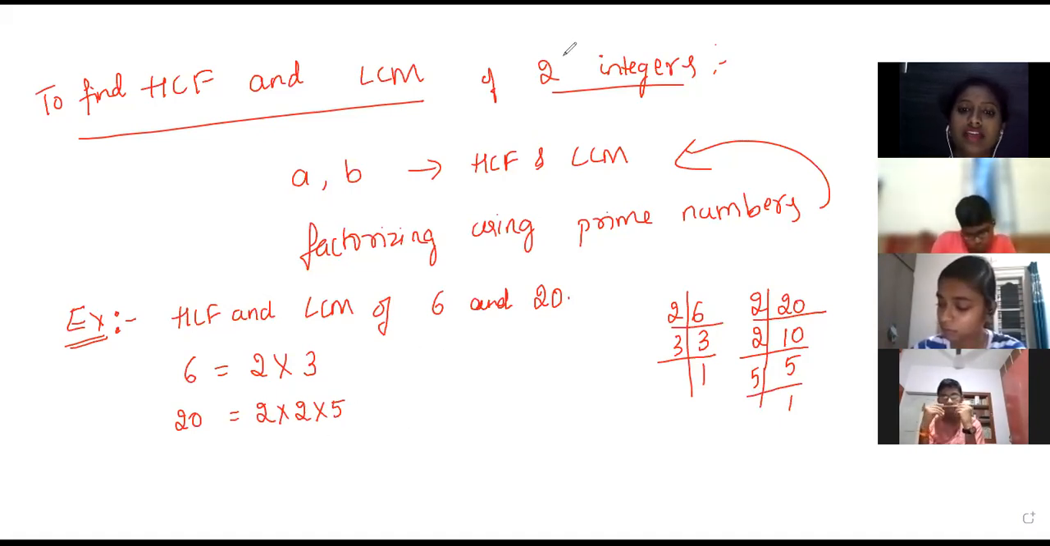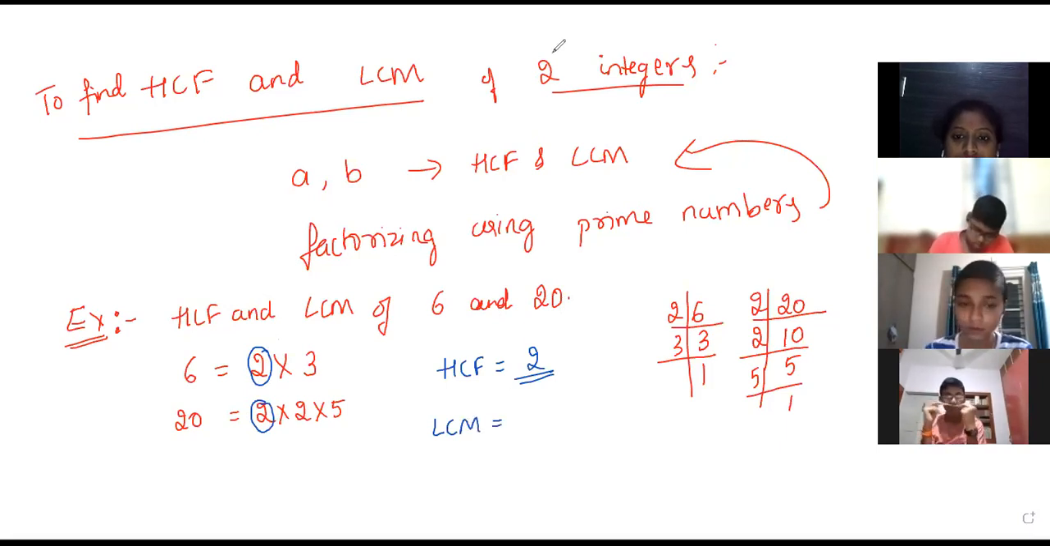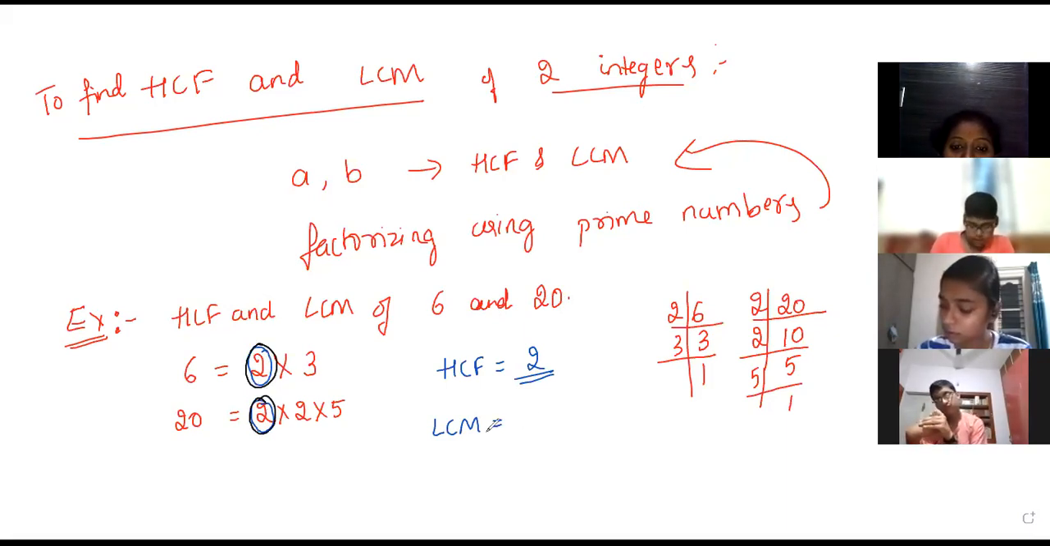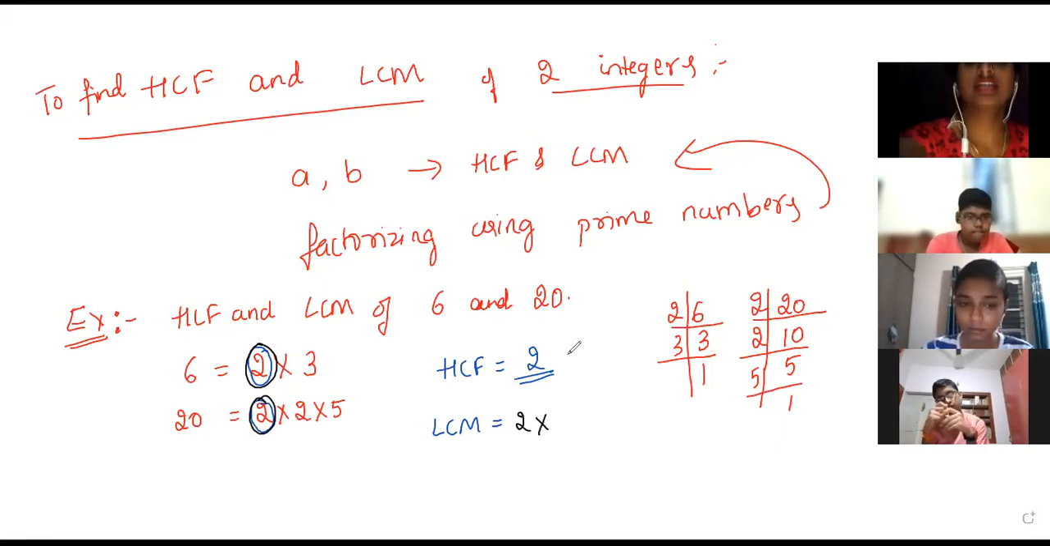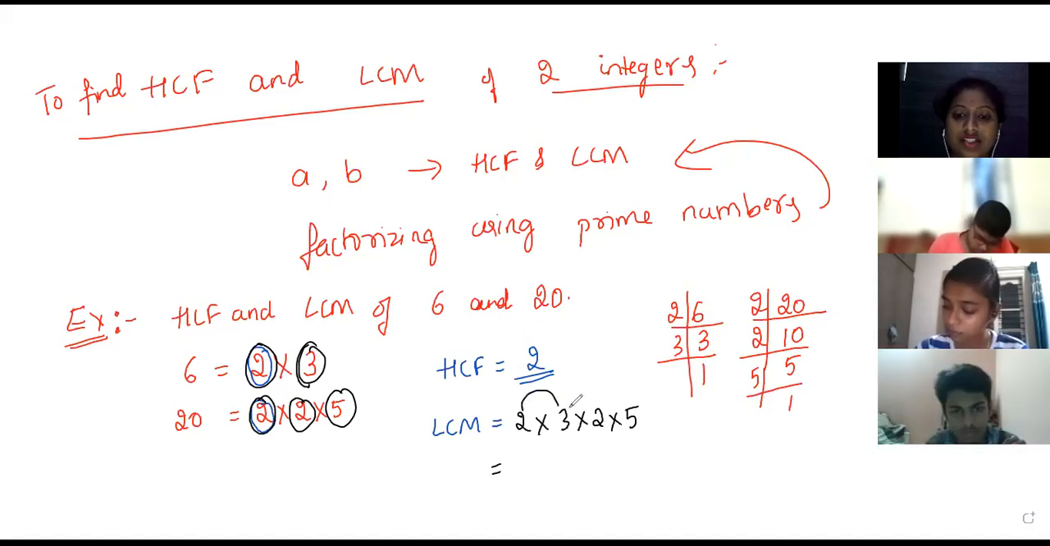Now find the HCF and LCM. How do you find the HCF? Remember? Take the common factors. The common factor here is 2. The HCF is 2. For the LCM, you take the common factors, along with the common factors, take the remaining factors also.